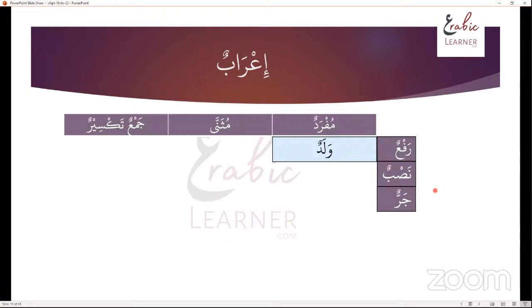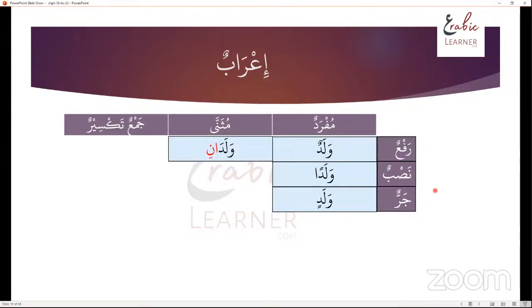Waladun, waladan, waladin, waladani. Walad means, you know the meaning of walad? Walad is a boy. Waladani means two boys. Waladaini, waladaini.